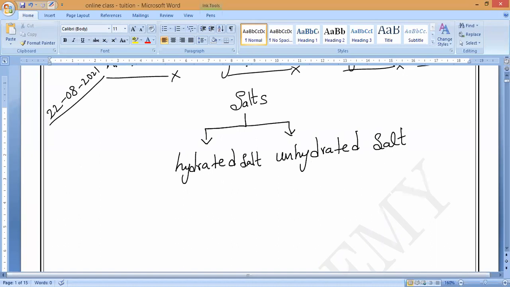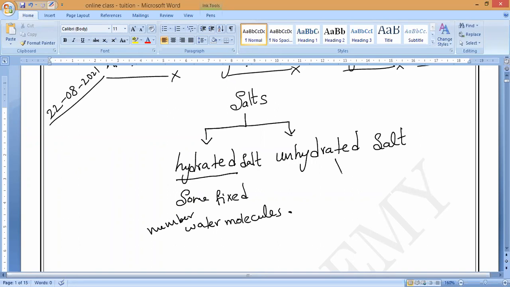Now, what do you mean by hydrated salts? Remember, hydrated salts contain a fixed number of water molecules. That is only called a fixed number of water molecules, and that is what we call hydrated. Now, unhydrated means no water molecules are present.